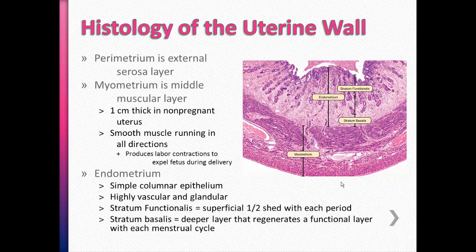And then the inside layer is called the endometrium. You can see it here. It's divided into 2 layers called the stratum functionalis and stratum basalis. The endometrium is composed of simple columnar epithelium. It's very vascular and glandular. It's, of course, high in nutrients, going to house our developing fetus. It's the functionalis layer that's sloughed off every month with your period. The basal layer is in charge of regenerating that functional layer after your menstrual cycle.